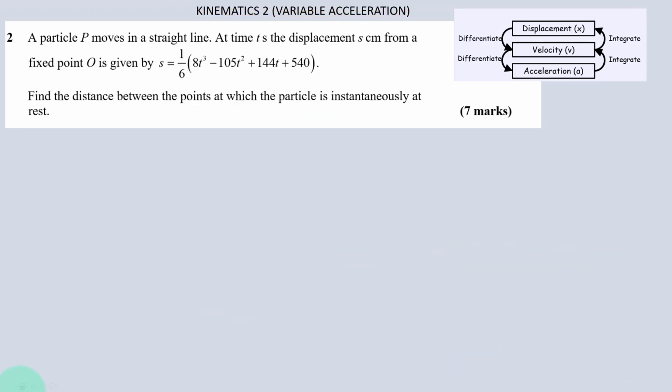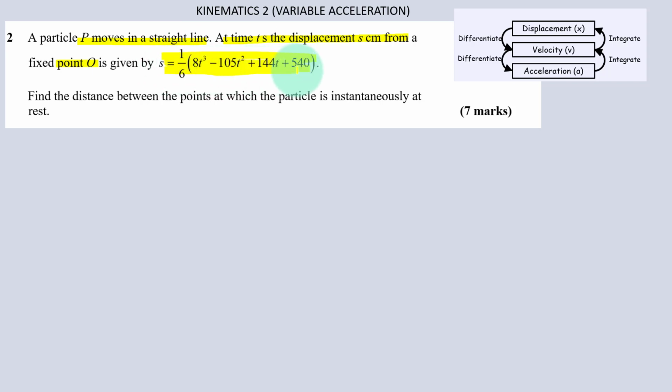Right, do remember to pause this video at any point so that you can give the question a go yourself and look through the detailed solution. Now, you've got a particle P that moves in a straight line at time t seconds. The displacement S from a fixed point O is given by this formula.